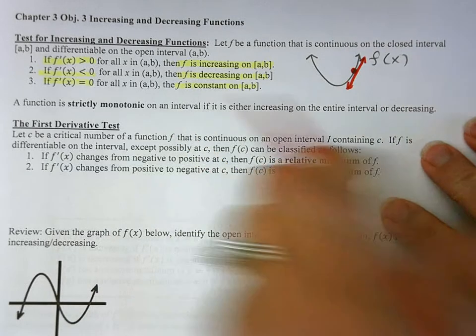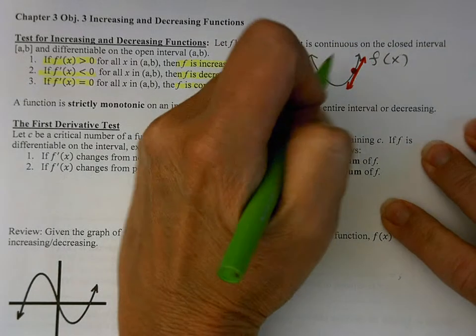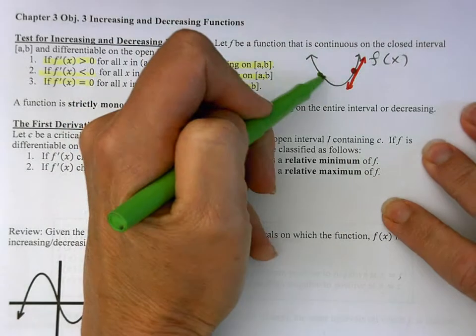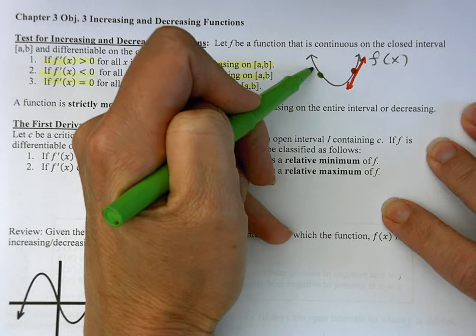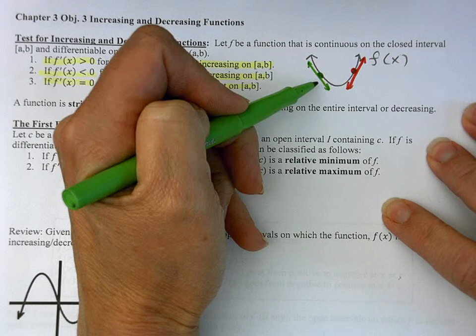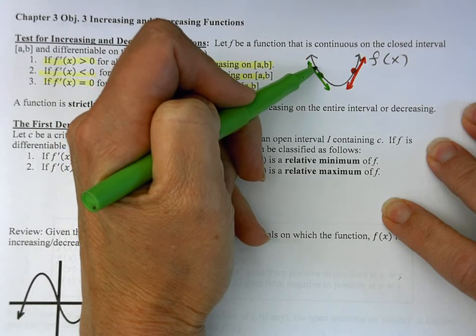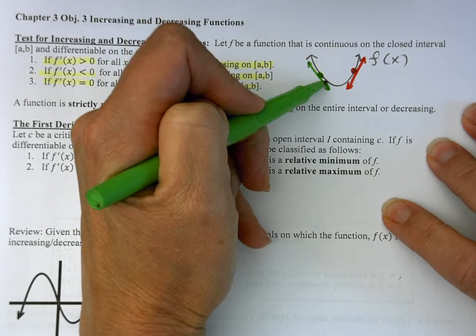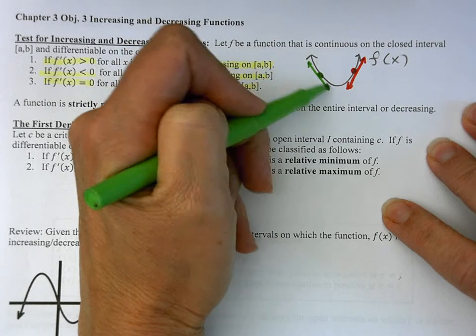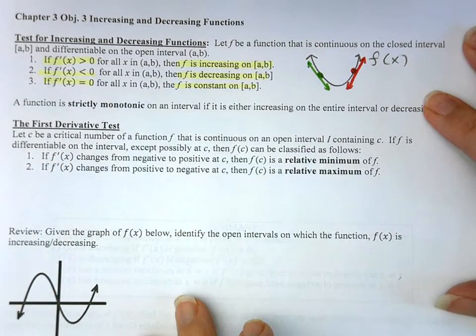Whereas if I were to look at the other side of the parabola, this side over here, and I randomly picked a point and drew a tangent line, I would see that the slope of this tangent line is negative. So if the slope of the tangent line is negative, then our function is decreasing. Again, on this half of the parabola, as I go from left to right, the function is going downhill, so it would be decreasing.